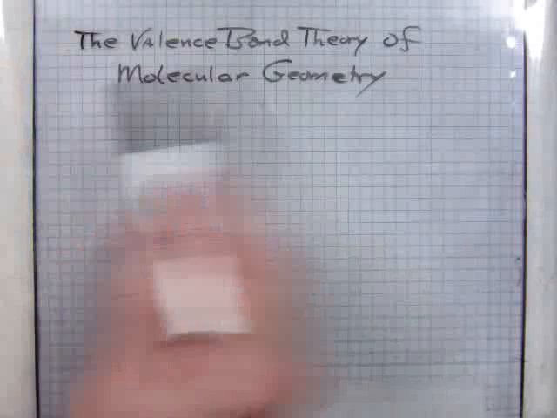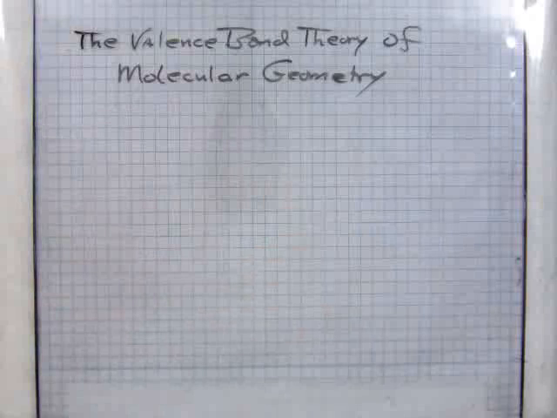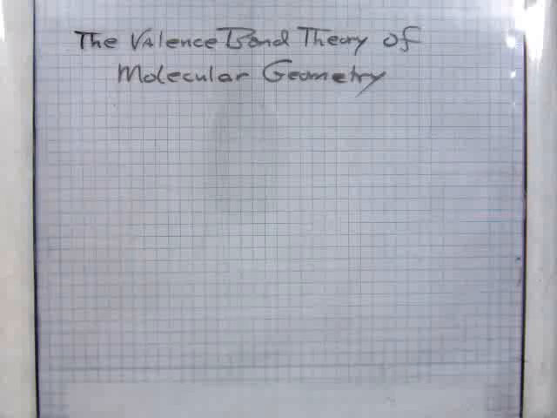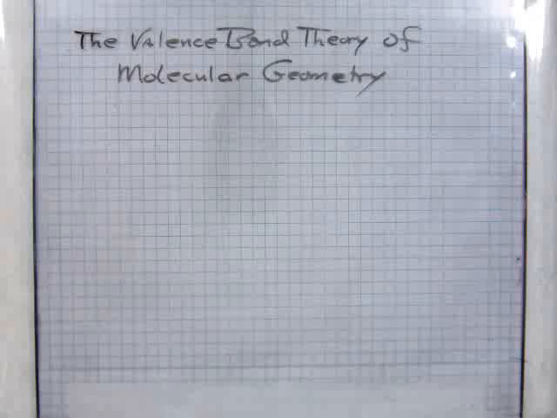The valence bond theory describes molecular geometry, the same molecular geometry that was described using the VSEPR theory. So in the development of this, understand that where we're going with it is to describe the same geometries that were described in the VSEPR theory.